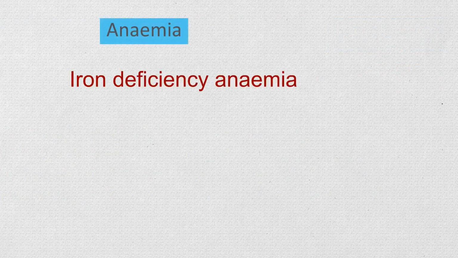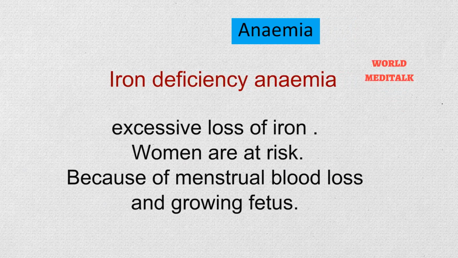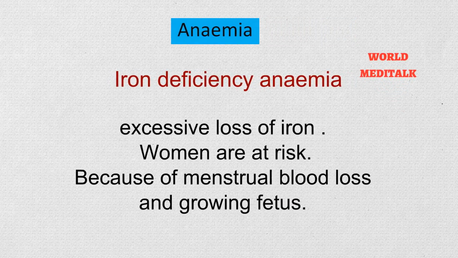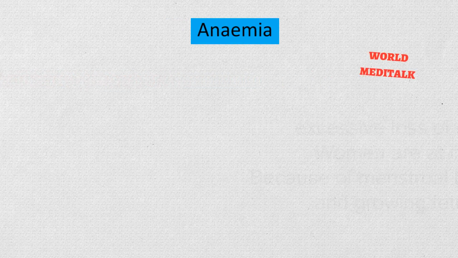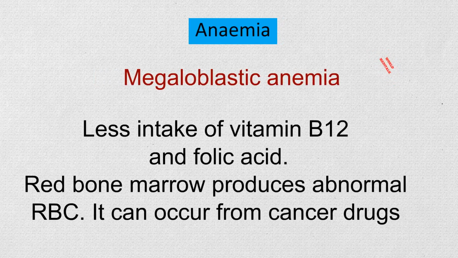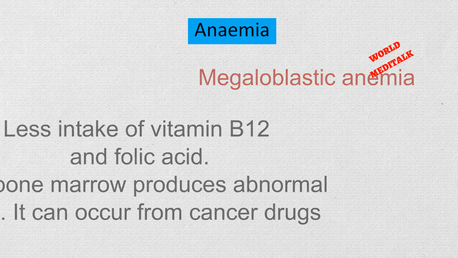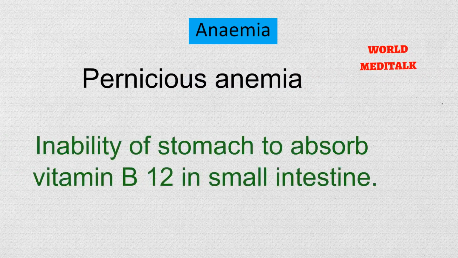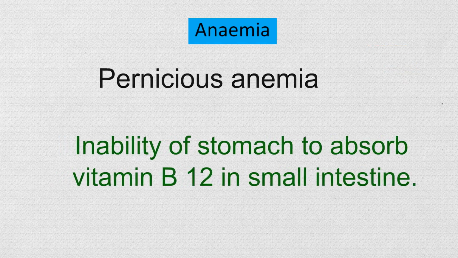Iron deficiency anemia. It can result from excessive loss of iron. Women are at risk because of menstrual blood loss and growing fetus. Megaloblastic anemia. Less dietary intake of vitamin B12 and folic acid. Red bone marrow produces abnormal RBC. It can occur from cancer drugs. Pernicious anemia. Inability of the stomach to absorb vitamin B12 in the small intestine.